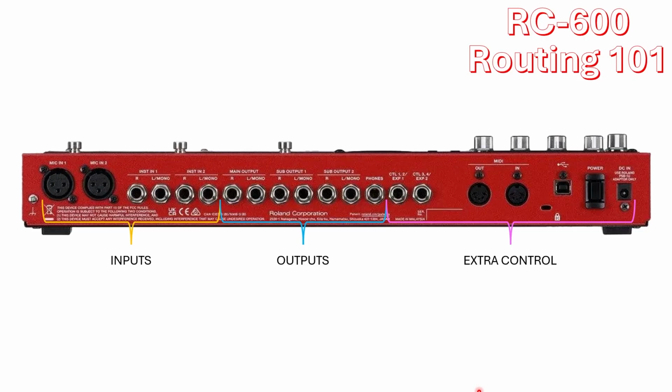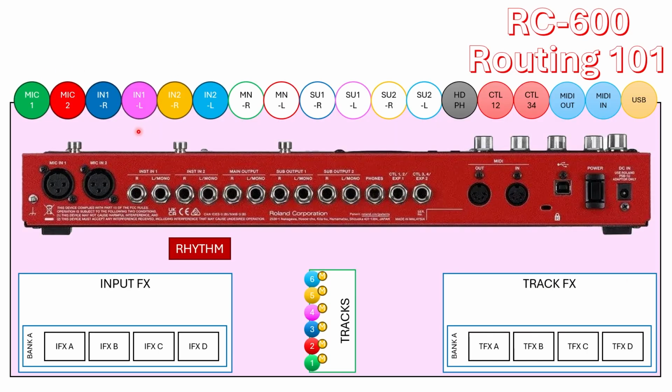All right, the simplest way to jump into this is to just look at the back panel. We've got 6 inputs right here, we've got 7 outputs right here, and we've got some extra control options around here. There are your 6 inputs plus a 7th rhythm input, and your 6 outputs plus a 7th headphone output.